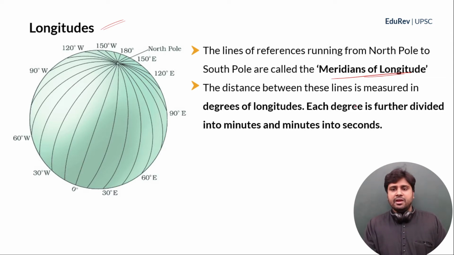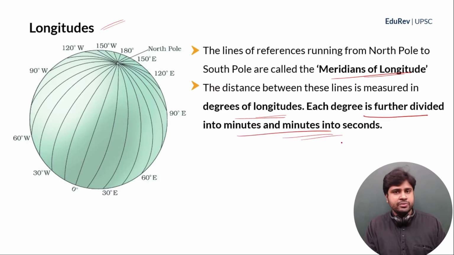Clear? Now, the distance between the longitudes is measured in degrees of longitude. And each degree is further divided into minutes, and minutes are further divided into seconds. So, for example, if this is 1 degree longitude, next the second will be 2 degree longitude. So, the distance between the longitudes is measured in degrees, and degrees are further divided into minutes, and minutes are further divided into seconds. We'll also look at an example for this, so please don't worry.